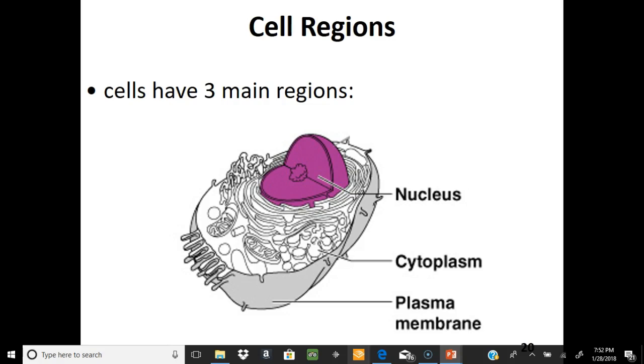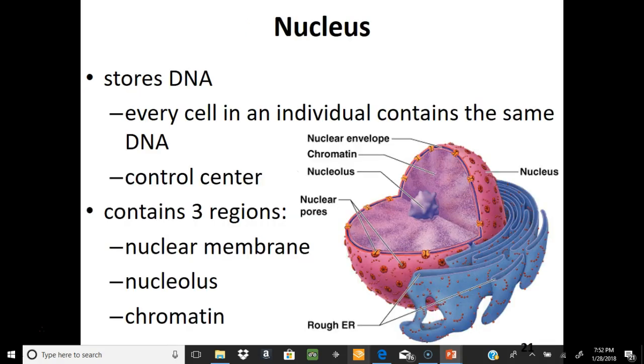Then inside we have the cytoplasm, which contains all the organelles, so that's termed a cytosol. And then we have the nucleus. So let's talk about these three structures. The nucleus is the site of the cell that we typically think of as the brain. So it stores our DNA, and DNA is the blueprints of who you are.